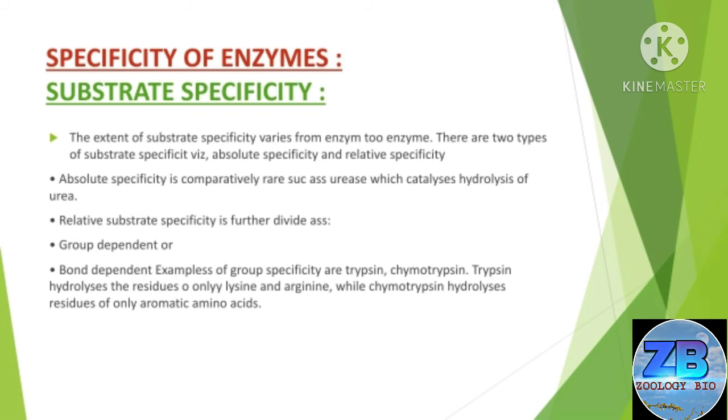And the relative substrate specificity is further divided as group dependent or bond dependent. Examples of group specificity are trypsin and chymotrypsin. Trypsin hydrolyzes the residues of only lysine and arginine, while chymotrypsin hydrolyzes residues of only aromatic amino acids.